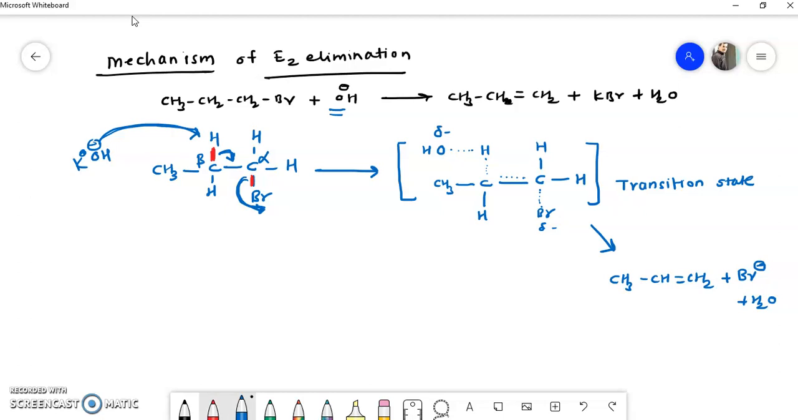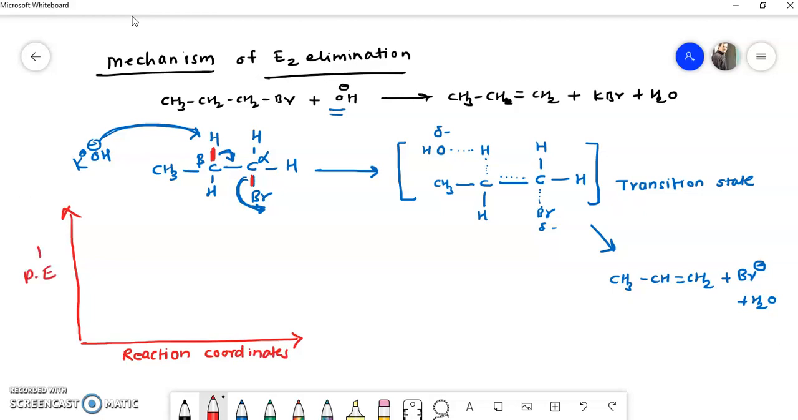I will draw here the energy profile diagram. So this is the x and y axis. On the x axis, suppose reaction coordinates are there. On the y axis there is the potential energy, PE.